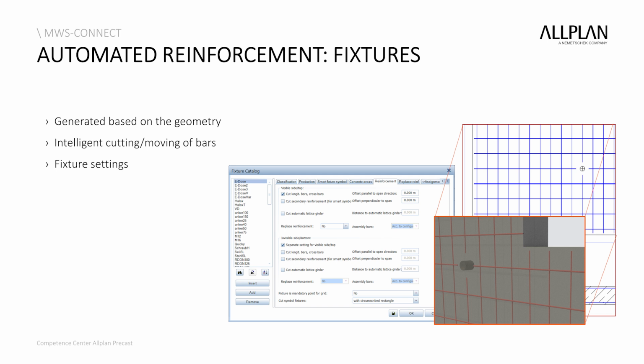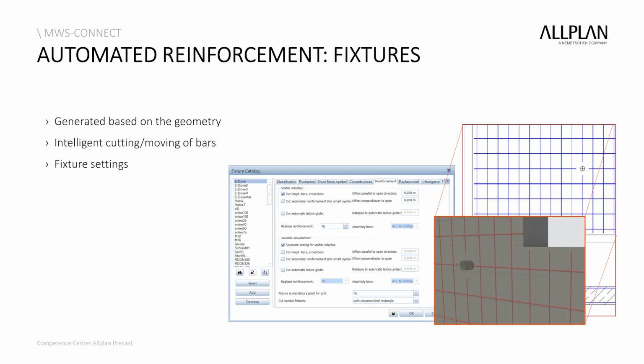With the automated reinforcement, it is important how the reinforcement interacts with the fixtures. In the fixture catalog, it can also be predefined if the fixtures can create a cutting and moving the bars, for example. The reinforcement can consider the exact fixture 3D model for that.